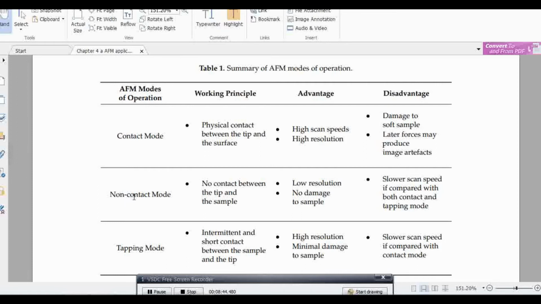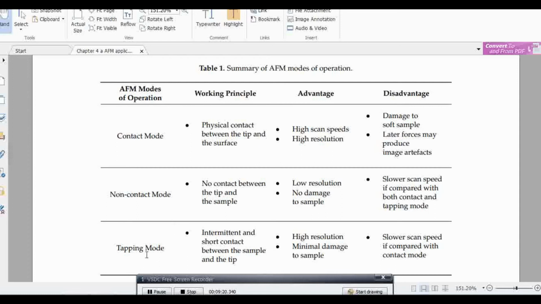Followed by non-contact mode. In non-contact mode, there is no contact between the tip and the samples, so it is positioned quite far away from the samples. Low resolution, because the tip is positioned far away. No damage to the sample. Disadvantage: slower scan speed compared with both contact and tapping mode. So those are the disadvantages.